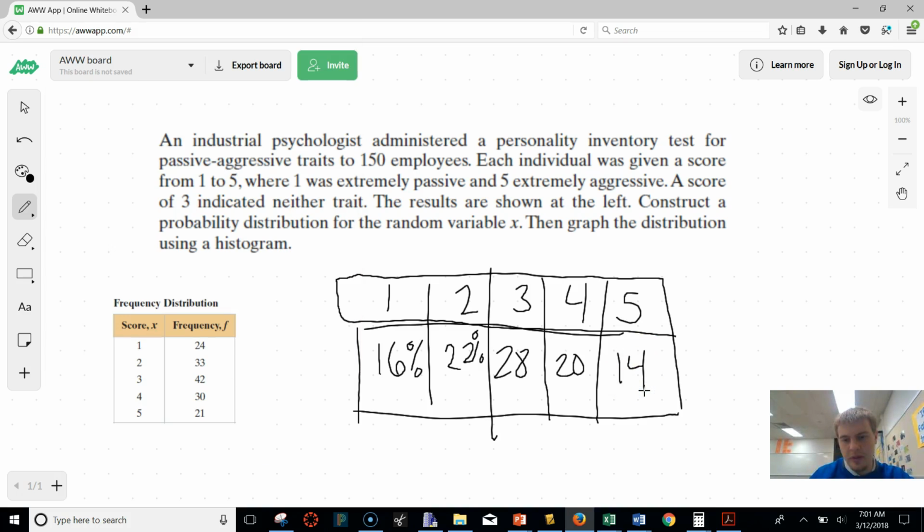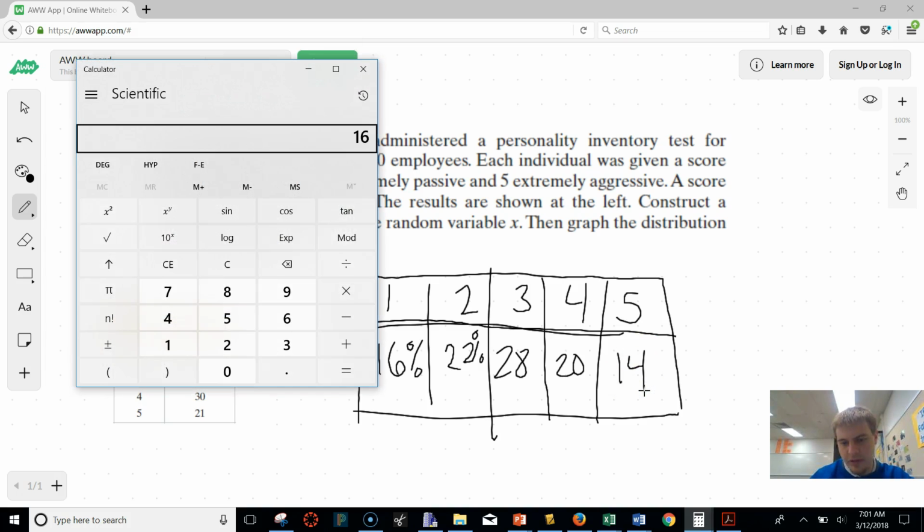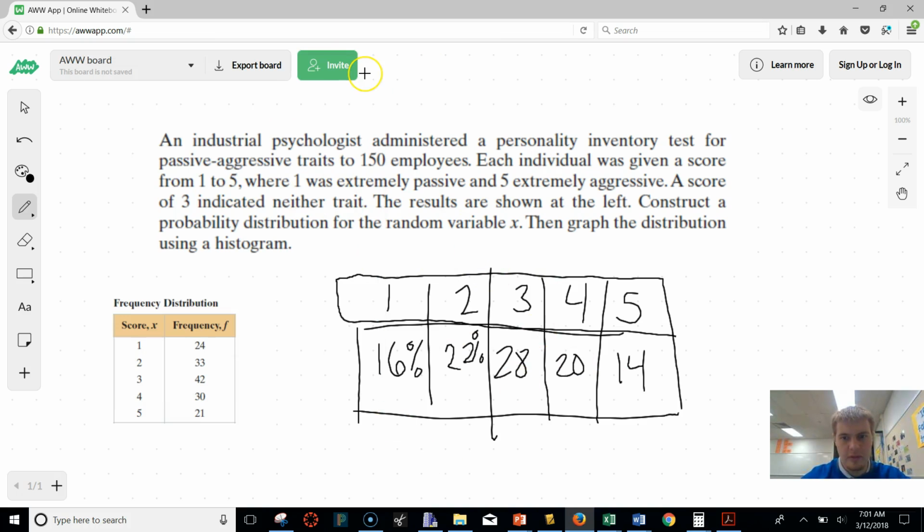And then the first thing I want to check to make sure I did this right is I should add up all the probabilities and it should equal 100%. And it does. So that's the nice part. We know we did that right.